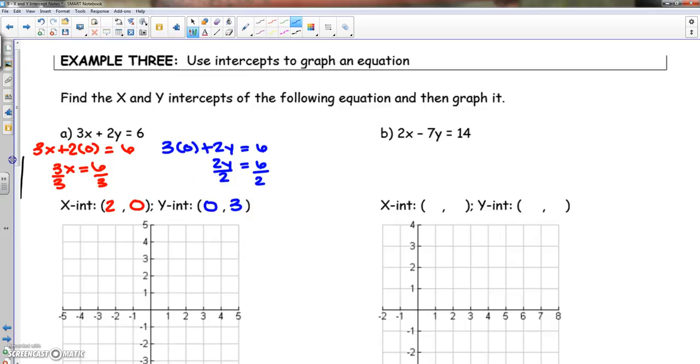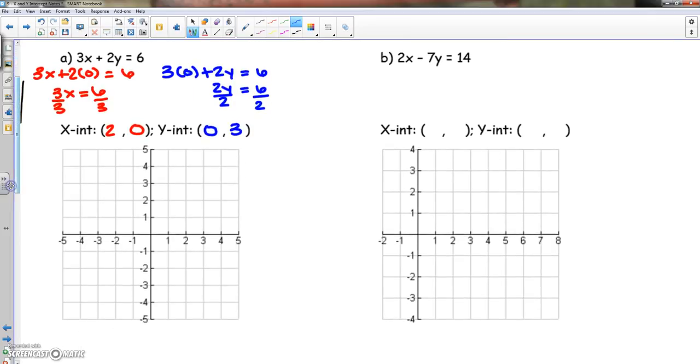So now that I have my x and y intercept, I can now graph them on my graph and connect the two dots to get an idea of what my graph would look like. So for my x-intercept, I go left or right, and it's positive, so I go right 2 and up none. My y-intercept, I go up or down, and since it's positive, I go up 3. So now I just connect the dots. And I would have a rough estimate of what my graph should look like.